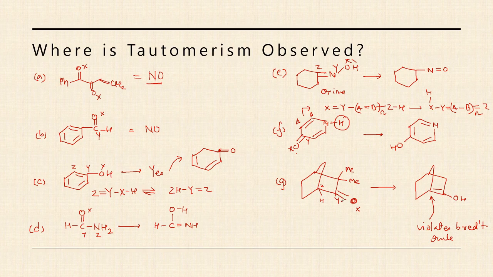Now, what is Bredt's rule? Bredt's rule says that this is the bridgehead position. Bridgehead position would not try to acquire sp2 hybridization in a bicyclo system. So if you place a double bond, it will become very, very unstable.